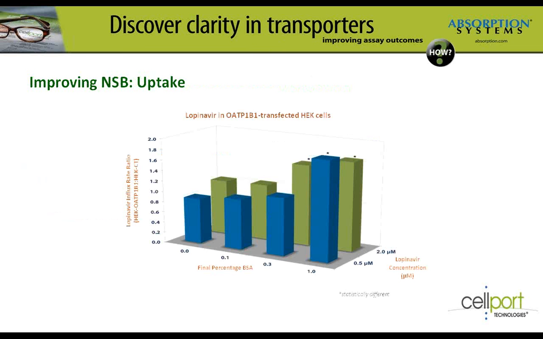To improve uptake assays, we can include serum protein in the incubation medium. Here is an example of the protease inhibitor lopinavir for HIV, which is known to interact with OATP1B1. In the absence of serum protein, lopinavir is misclassified due to its nonspecific binding. When protein is present at certain concentration levels, we're able to correctly identify this compound as a substrate for the uptake transporter OATP1B1.